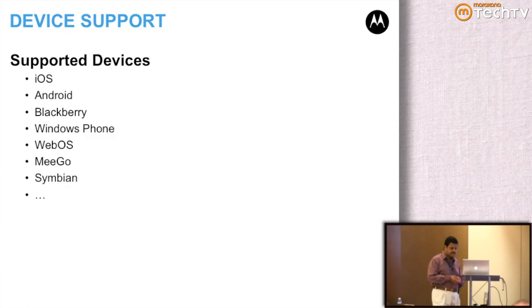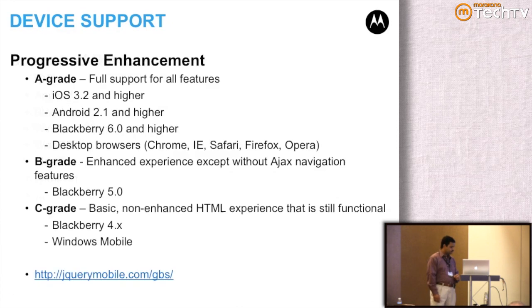So, one of the things that sets apart jQueryMobile from jQMobi and Sencha Touch and the other frameworks is the breadth of support for almost all of the devices in the industry, right from iOS and Android and BlackBerry to Windows mobile phones, WebOS, etc.